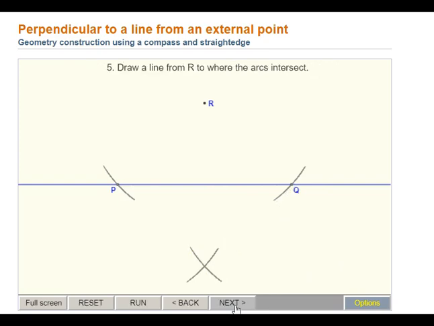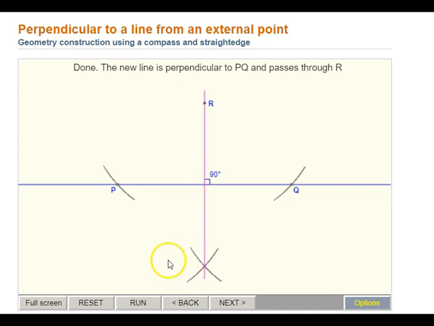You can keep the measure if you want to, as long as it'll fit on your paper. Next, draw a line from point R to where the arcs intersect. You've now created a perpendicular line, a 90-degree angle, and the new line is line RT. On your drawing, go ahead and label this point T, as in Tom. So RT is perpendicular to PQ.